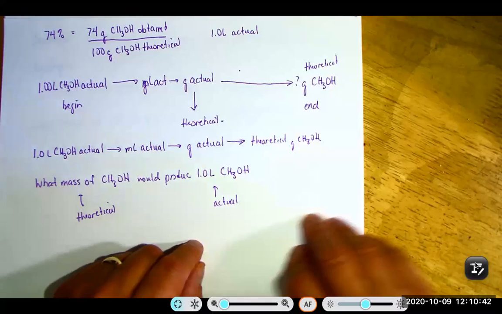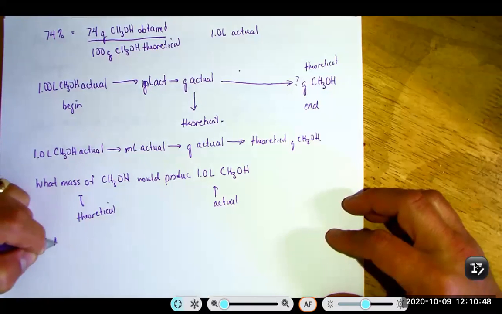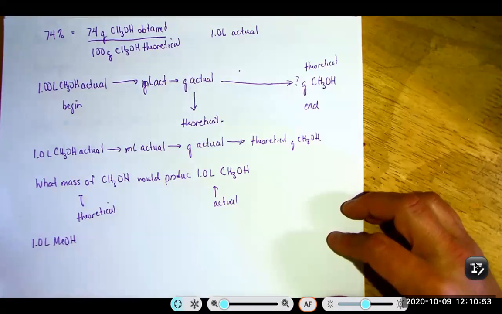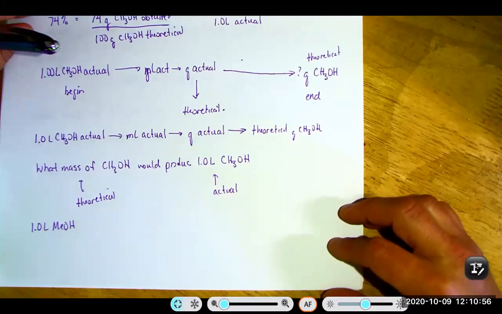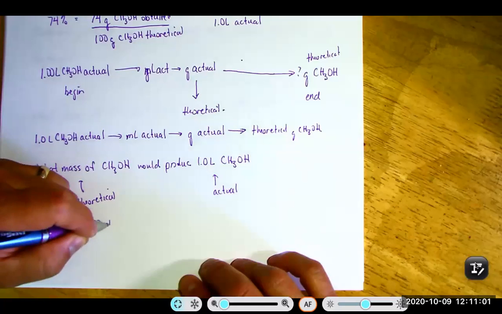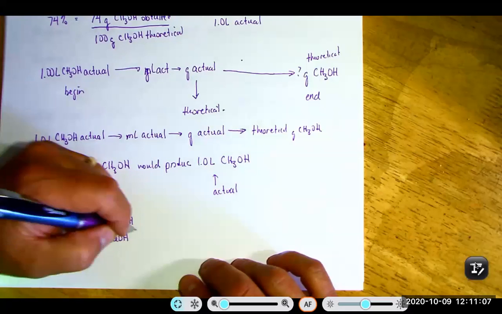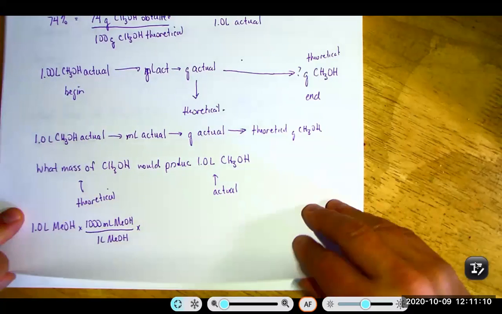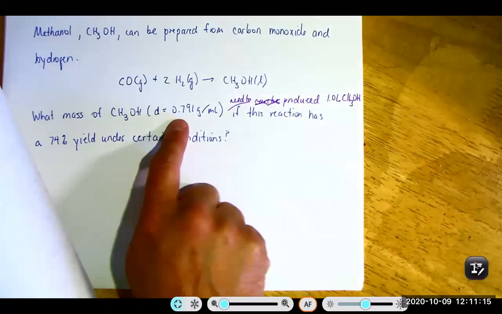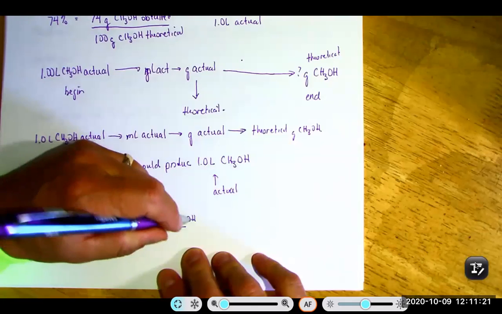So nonetheless, if we follow this, we have 1.0 liters of methanol. Now this is what I'm going to write for methanol. It's a common chemical abbreviation for methanol, and biology uses it too. Times 1,000 milliliters of methanol to 1 liter of methanol. And then the density we see is 0.791 grams per milliliter. So I'm going to put 0.791 grams of methanol per 1 milliliter of methanol.